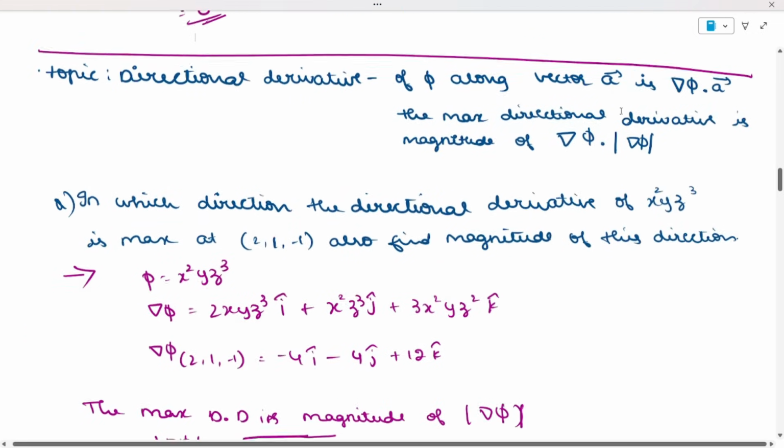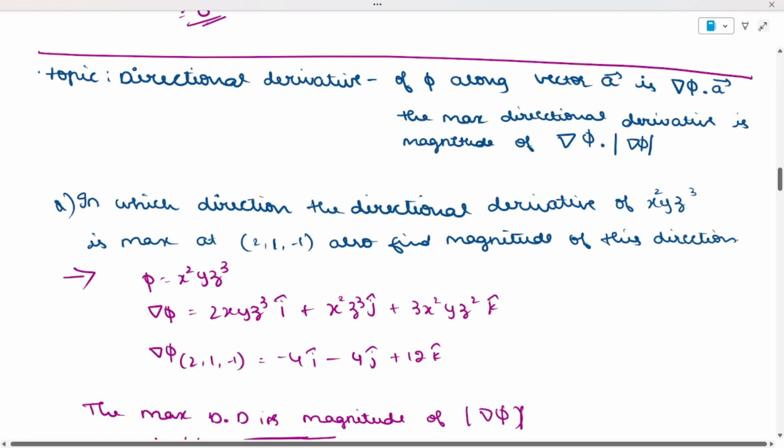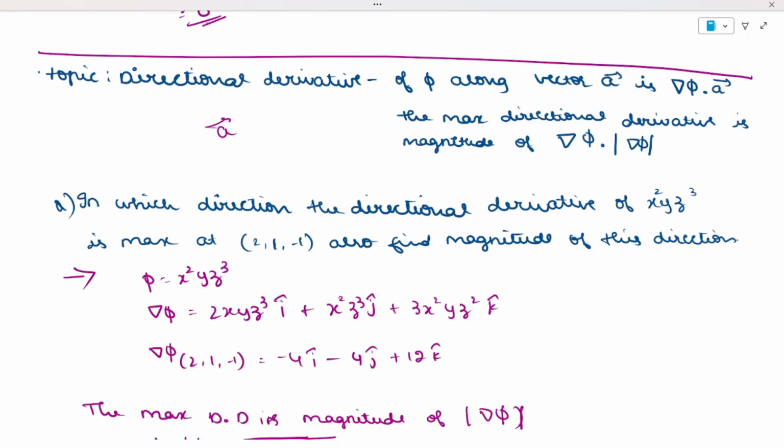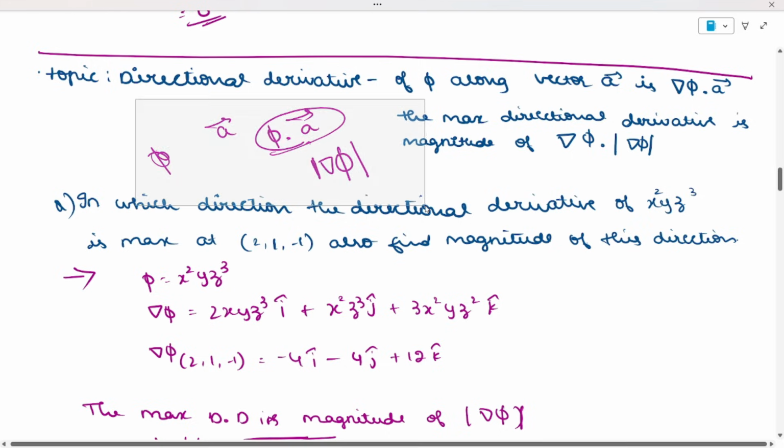ಮತ್ತೊಂದು ಟಾಪಿಕ್ ನೆಕ್ಸ್ಟ್ ಏನಂದರೆ ಡಿರೆಕ್ಷನಲ್ ಡಿರೈವೇಟಿವ್. ಈ ಟಾಪಿಕಲ್ಲಿ ನೀವು phi along ವೆಕ್ಟರ್ a bar, ಸಮ್ ವೆಕ್ಟರ್ a bar ಇದೆ, ನಾವು phi along with that a bar ತೊಗೊಂಡ್ರೆ that is phi dot a bar, that is dot product ತಗೊಂಡಾಗ the maximum directional derivative ಏನಿರುತ್ತೆ, it will be the magnitude of gradient phi.